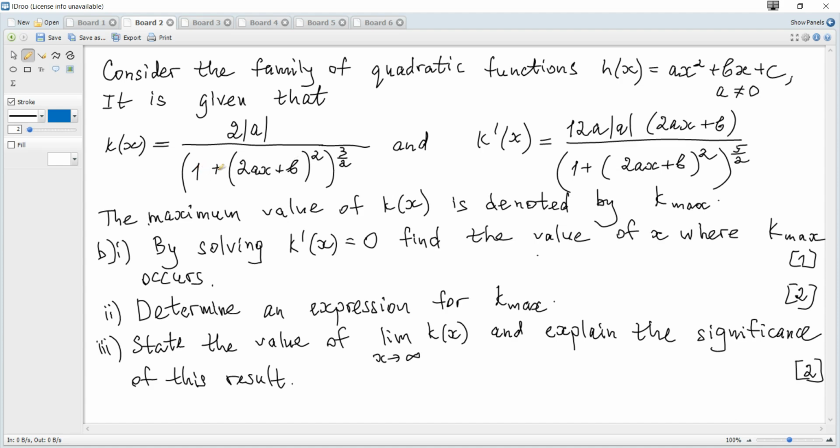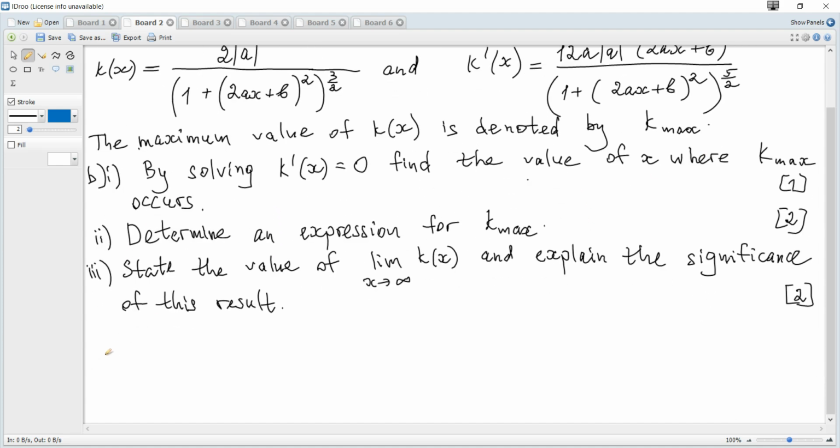The next, consider the family of quadratic functions. It is given that the maximum value of k of x is denoted by k max. Question B: by solving the derivative of k is 0, find the value of x where k max occurs. It's not required to justify that it's maximum.